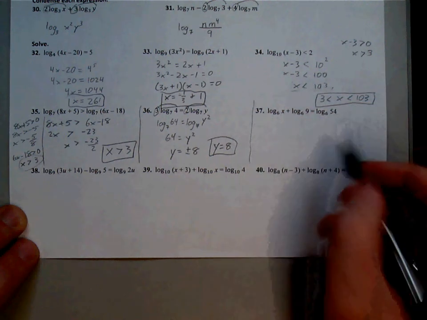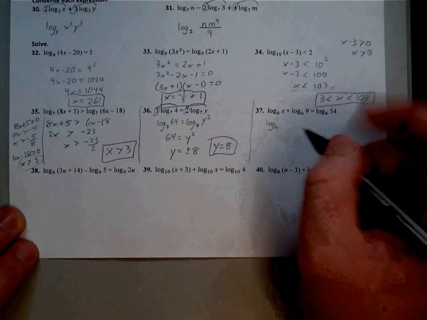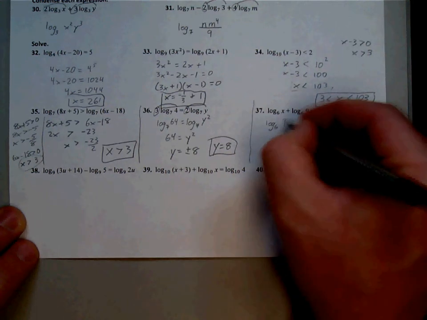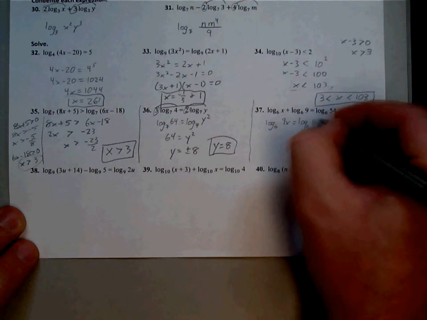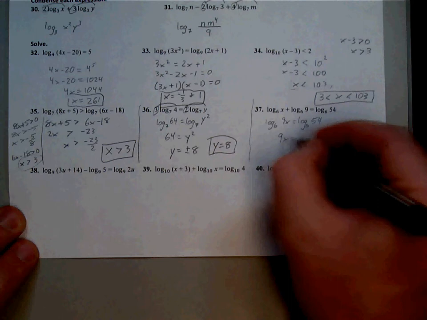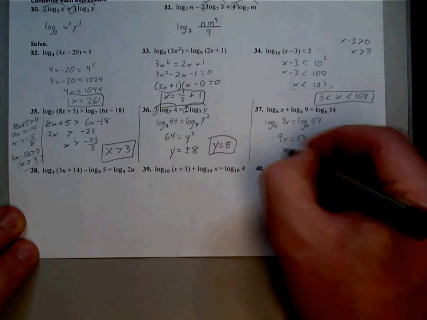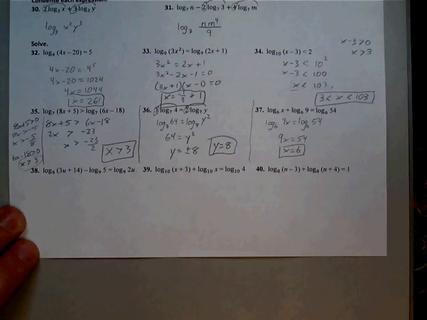Number 37, we've got to condense the left side. So we have to multiply the 9 and the x, so we get 9x. So now we can drop the logs, so 9x has to equal 54. So x has to equal 6. Looks like that's going to work.